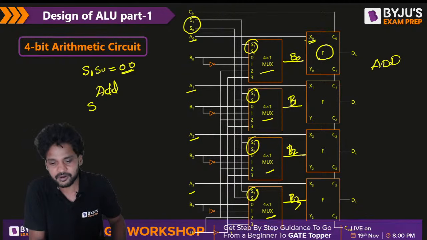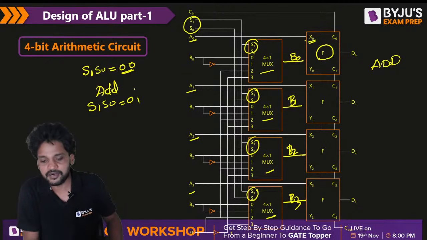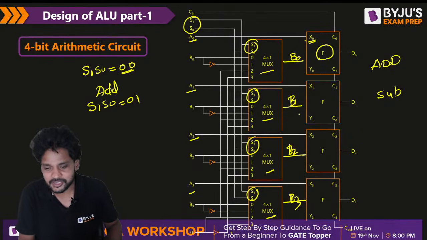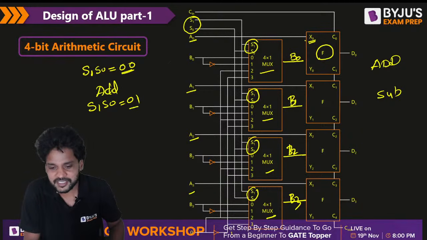And whenever S1 and S0 are equal to 0, 1, what is going to happen? Subtraction is going to happen. Why? The logic is very simple. Because whenever the selection inputs are equal to 0, 1, what is going to happen? I will erase this.